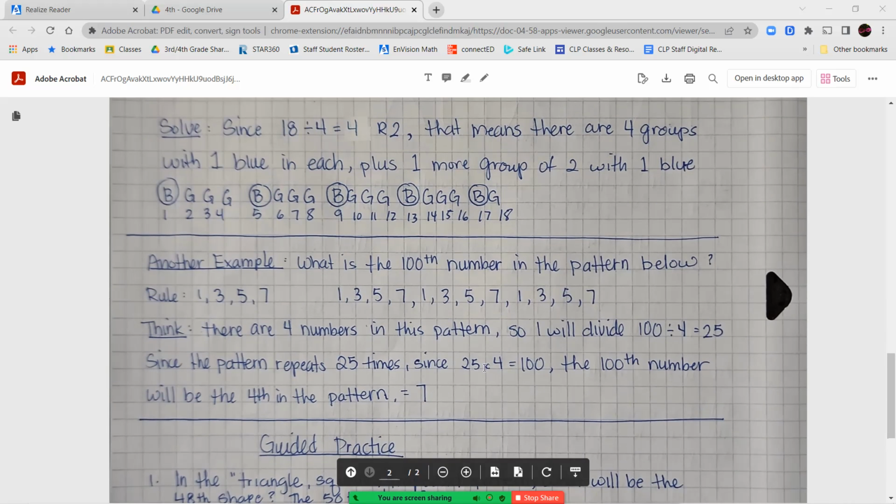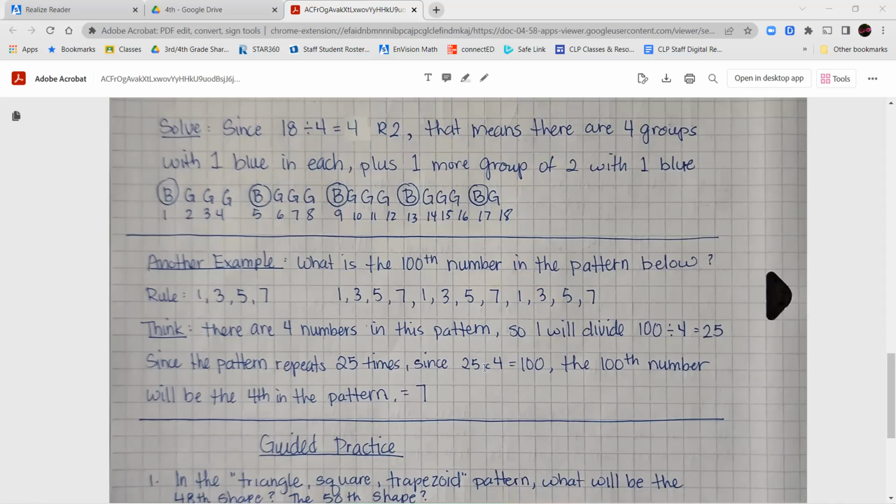All right, now let's look at one more example before we jump into our guided practice. What is the 100th number in the pattern below? Now, the pattern that I have is 1, 3, 5, 7, that means I'm repeating these numbers over and over. So I want to stop and think. I know there are 4 numbers in this pattern.